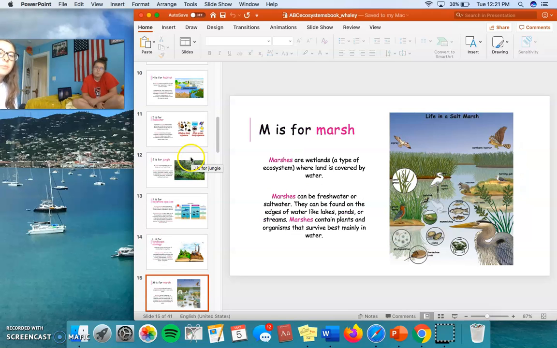M is for marsh. Marshes are wetlands, a type of ecosystem, where land is covered by water mostly. Marshes can be freshwater or saltwater. They can be found on the edges of water like lakes, ponds, or streams. Marshes can contain plants and organisms that survive best mainly in water. So like when you go to the pond, you see fish, minnow, algae, little birds, stuff like that. Have you seen marshes before?